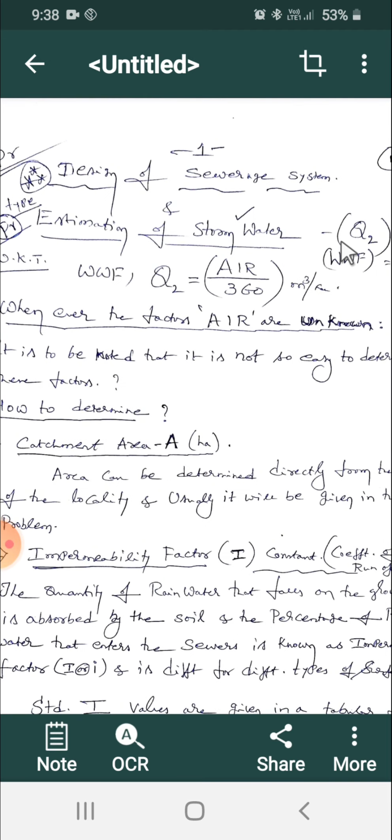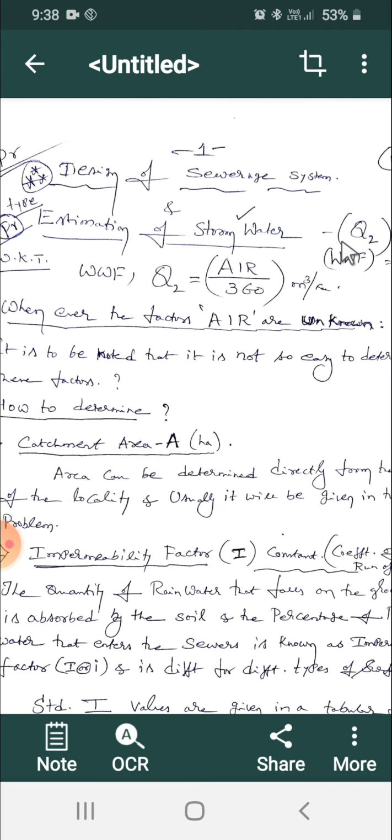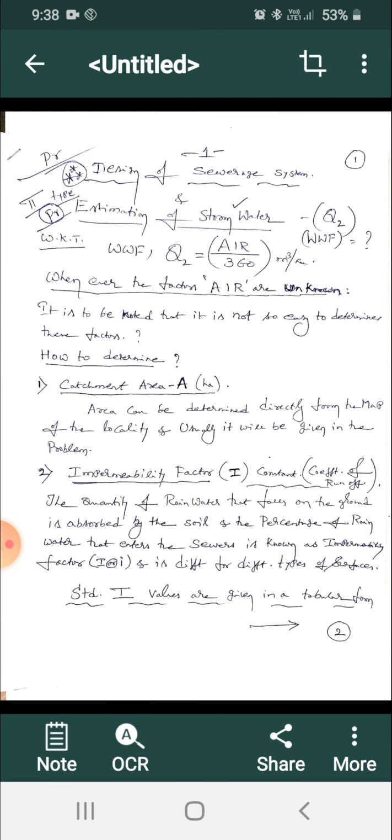This is Q2. Already we have estimated Q2 using AIR divided by 360. Please remember this equation lifelong. This is a standard equation, AIR divided by 360, in terms of meter cube per second. Many times I told you. Okay, now there is a question.